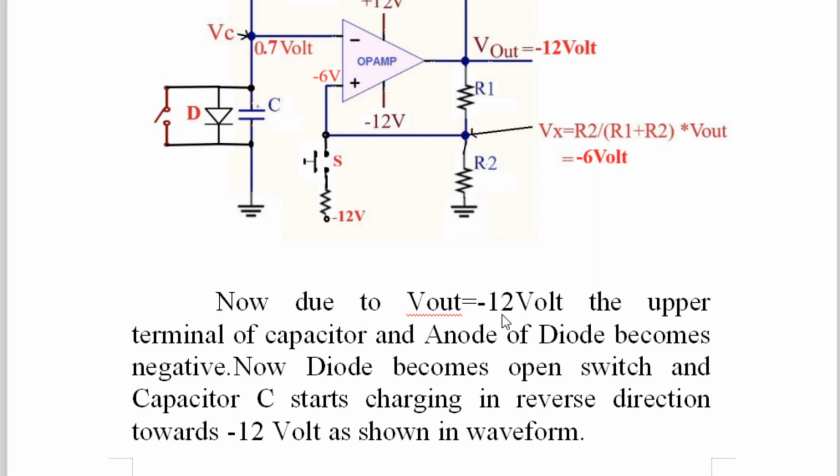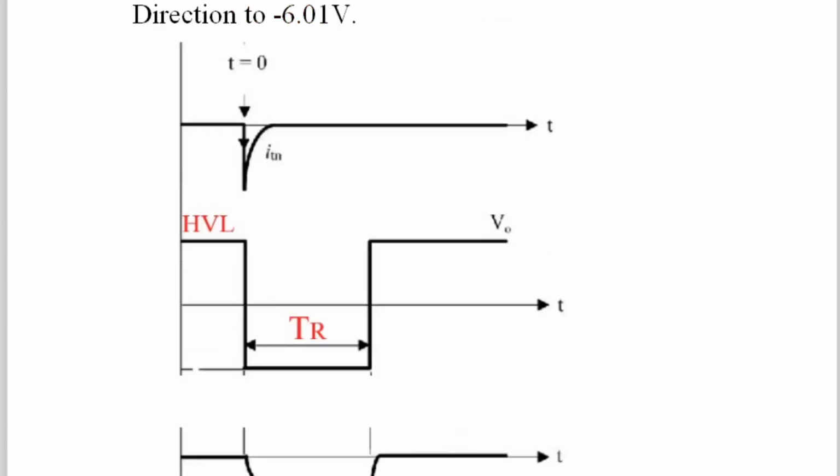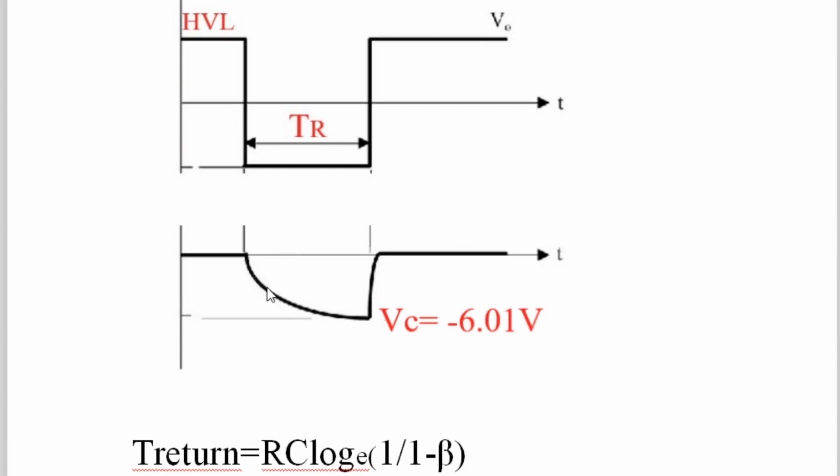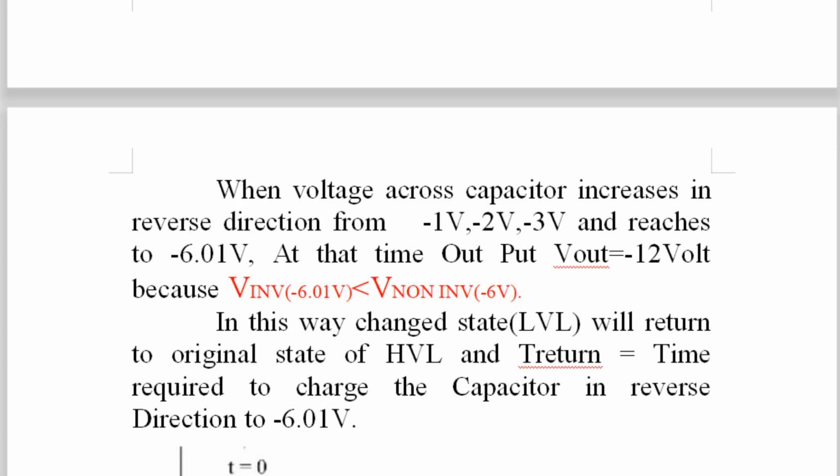Now due to Vout equal to minus 12 volt, the upper terminal of the capacitor here, and the anode of the diode, because they are the same terminal, becomes negative because this is in minus. Now the diode becomes an open switch, and capacitor C starts charging in reverse direction towards minus 12 volt as shown in the waveform. Capacitor C starts charging in reverse direction the moment the level changes from HVL to LVL, meaning minus 12 volt. How long it will take to get charged, we'll see now.